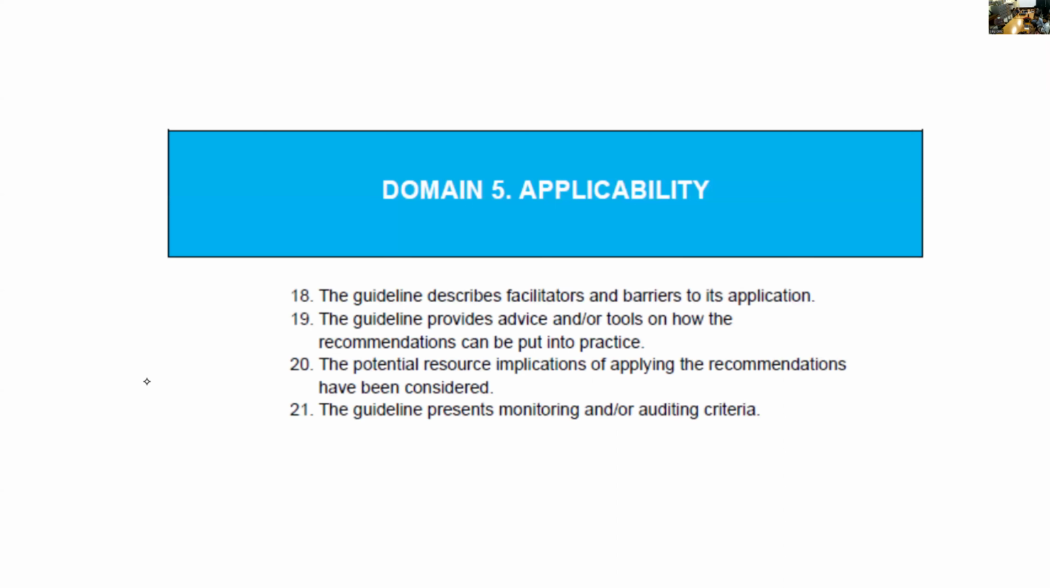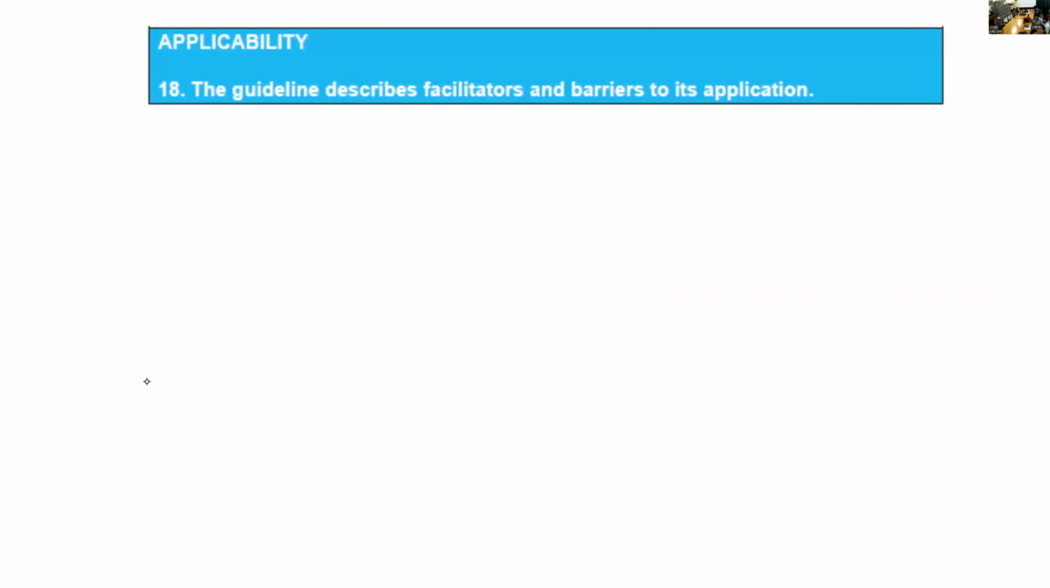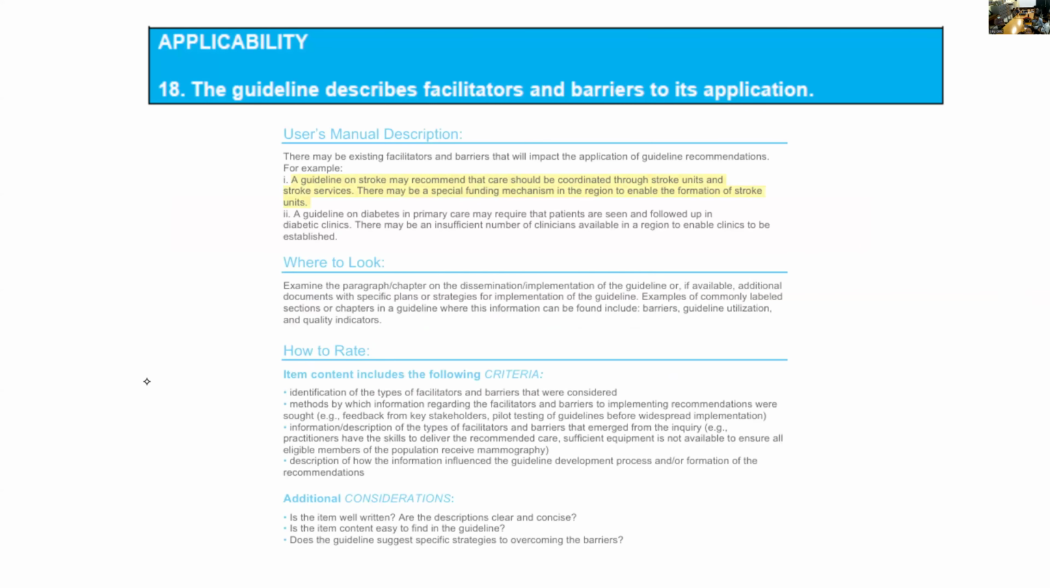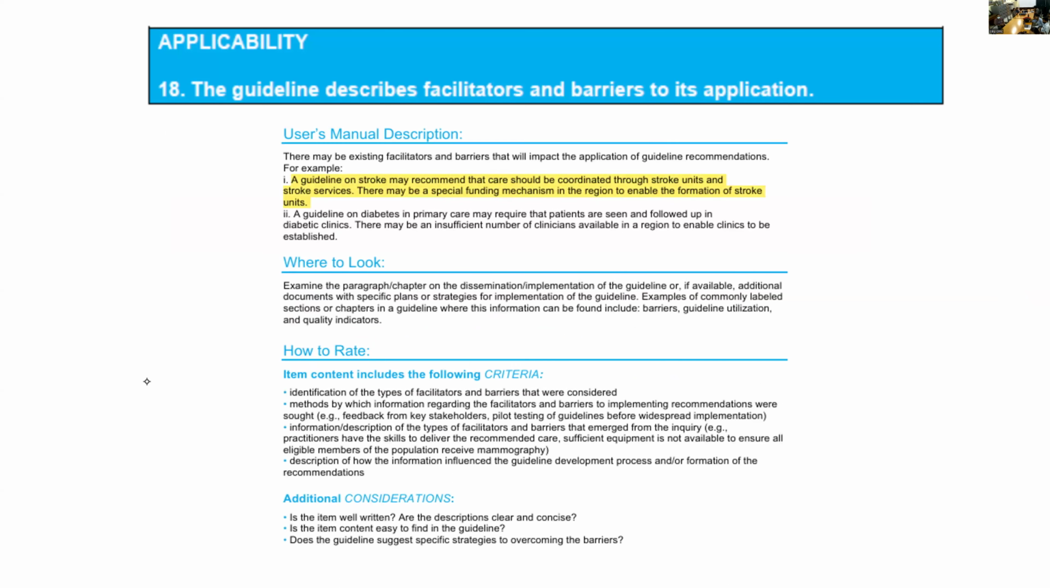The next domain is applicability. There are 4 questions under this. The guideline describes facilitators and barriers to its application. Essentially, to identify what can cause these guidelines to be acceptable in a situation, or what can cause it to not be acceptable in a given situation. So they had mentioned things like feedback from key stakeholders, pilot testing. So what do we do? How do they get this information, and what do we do with the information that we get from here?